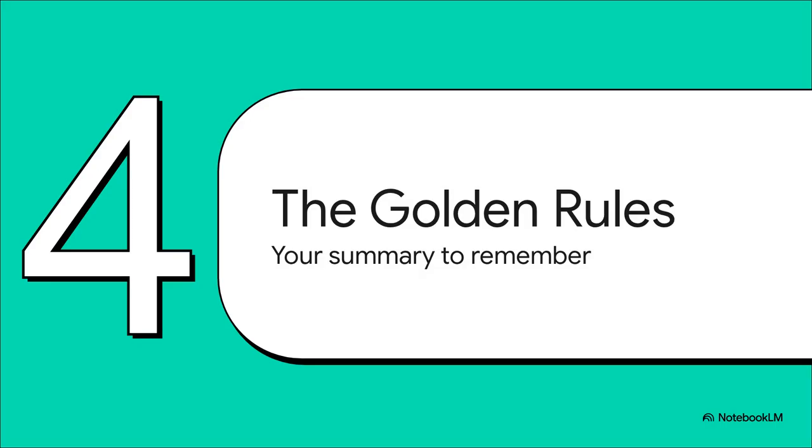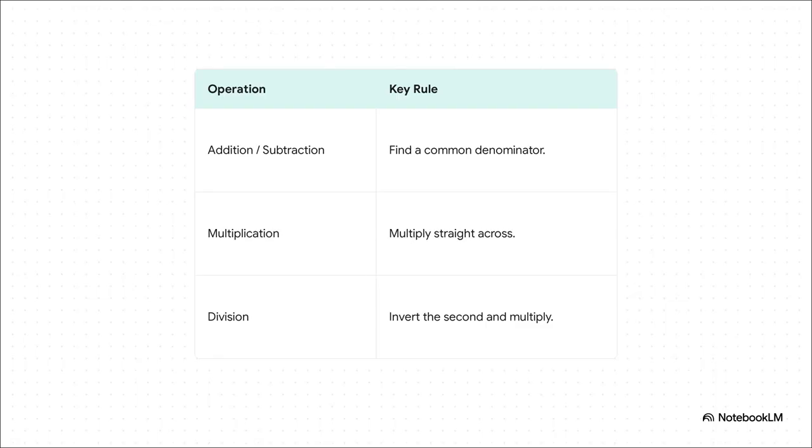We've covered a lot, so let's end with one final summary slide, your ultimate cheat sheet for working with fractions. Here it is, the 3 golden rules. For adding or subtracting, find that common denominator. For multiplying, just go straight across. And for dividing, you just flip the second one and multiply. If you can remember this table, you can handle any fraction problem.